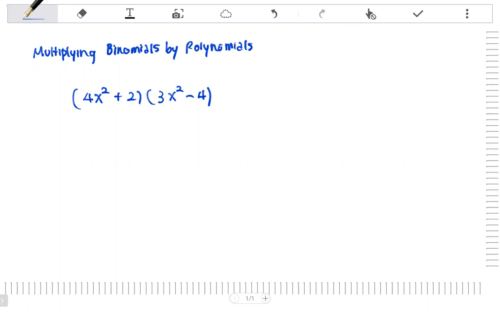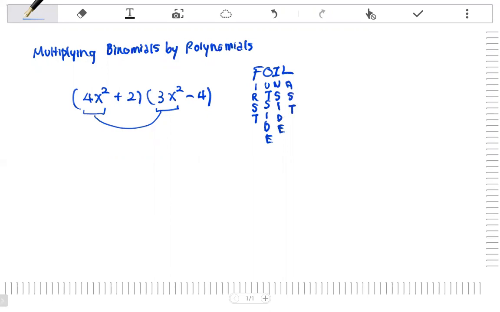Distribute, right? What would we distribute? The 4x squared to the 3x squared. Oh, so you guys learned it by FOIL, right? If you don't know what FOIL is, it's first, outside, inside, last. Nice.